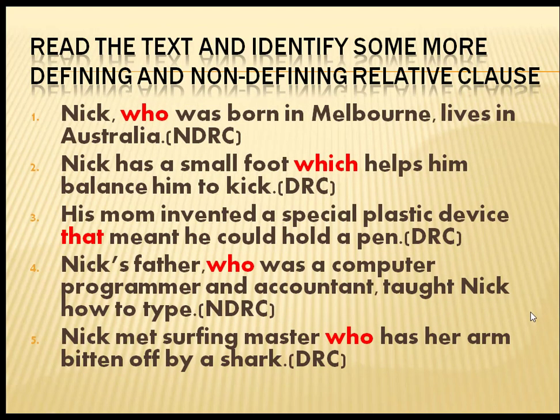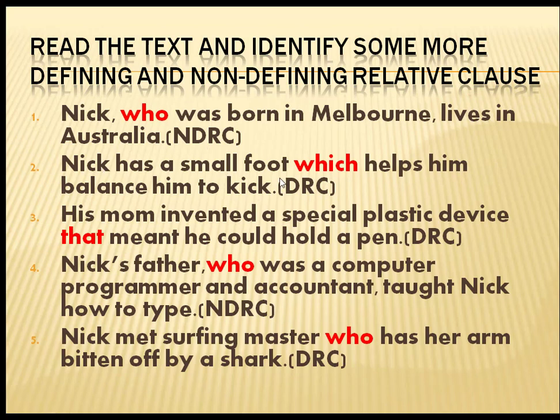Read the text and identify some more defining and non-defining relative clauses. Once you go through the reading, Attitude is Altitude, find out some examples of defining and non-defining relative clauses. Nick, who was born in Melbourne, lives in Australia. This is a non-defining relative clause. Why? Because after Nick there was a comma, after Melbourne also there was a comma. Without this relative clause part also we can get the meaning. Nick lives in Australia also gives complete meaning to this sentence.